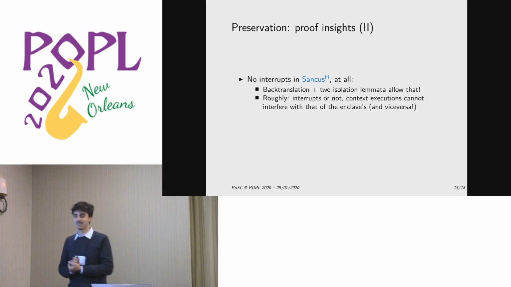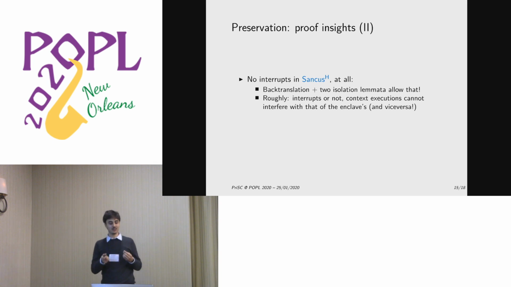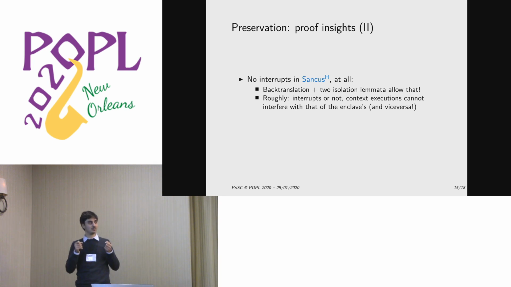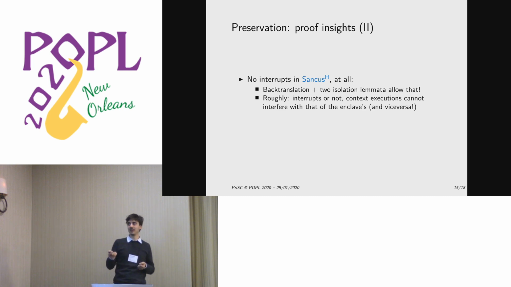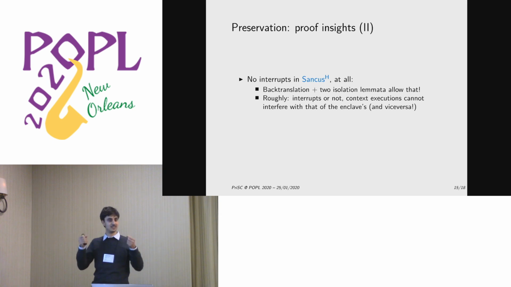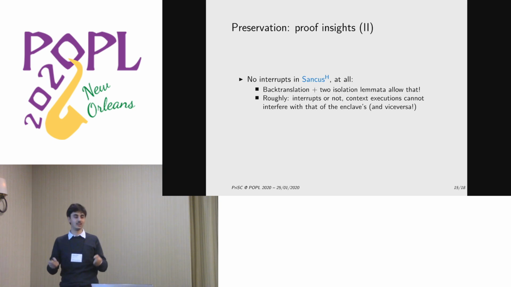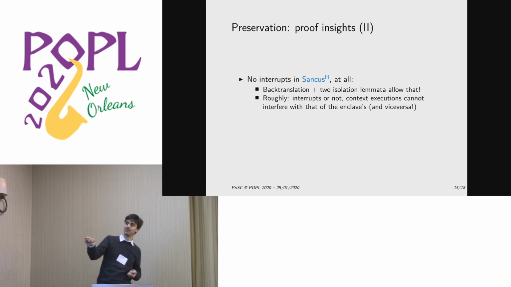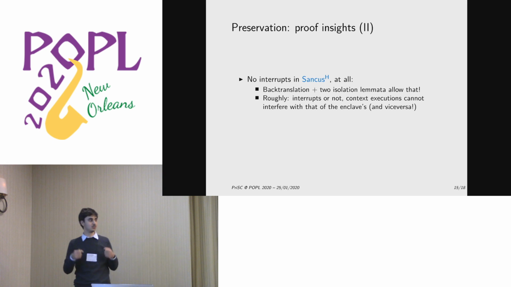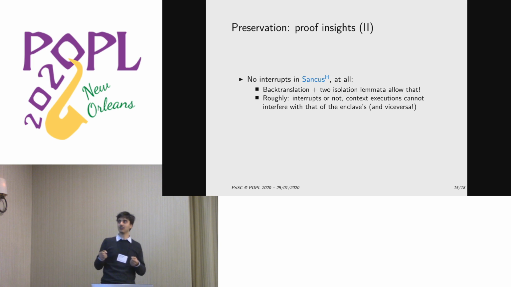Other nice bits of the proof. You may wonder how we can build a back translation in a situation in which Sancus I has no interrupts at all. It never executes the interrupt handler. This can be done mainly because we have two isolation lemmata that tell us that, interrupts or not, context executions cannot interfere with those of the modules and vice versa.